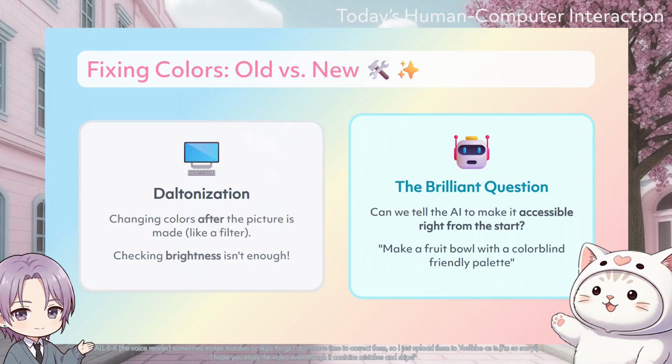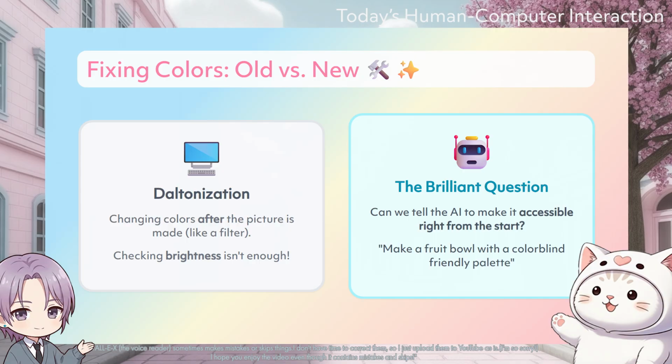They check the luminance contrast between the foreground and the background. But just checking brightness is not enough. Sometimes the problem is not how bright a color is, but the actual hue and saturation. Those old rules miss the perceptual conflicts that happen when colors clash. So the researchers of this paper asked a brilliant question.